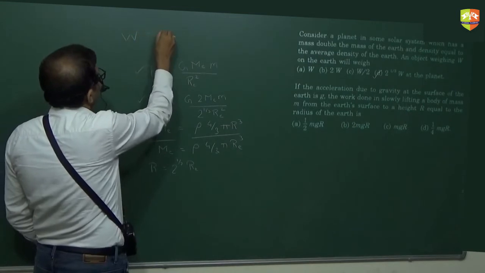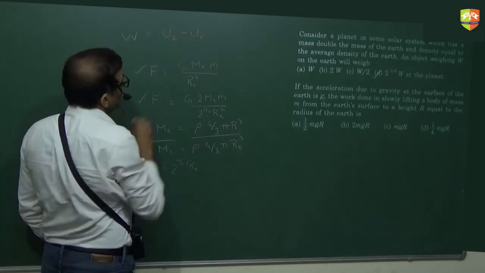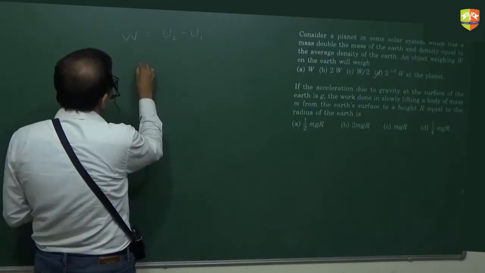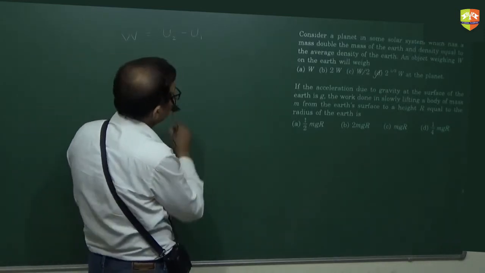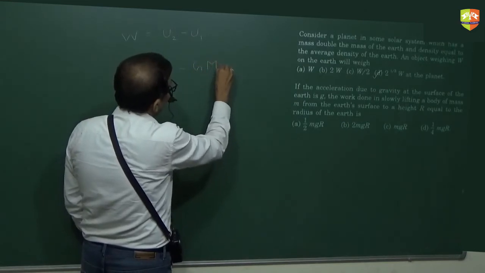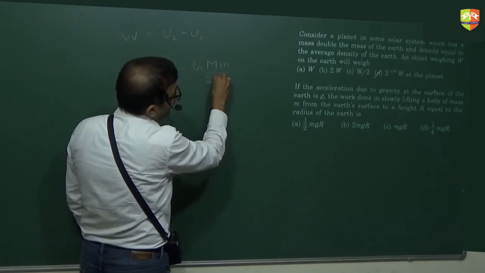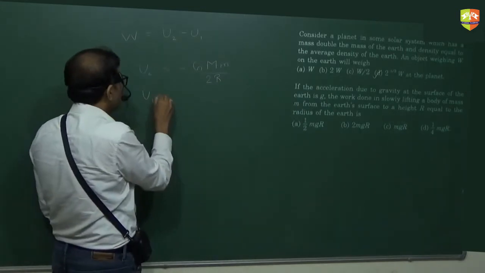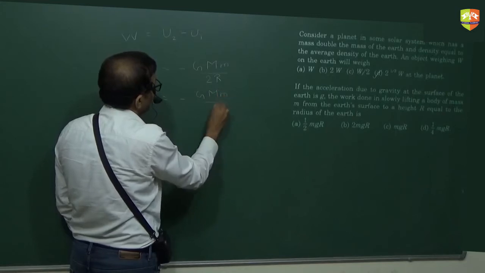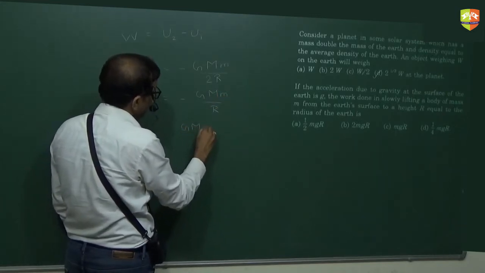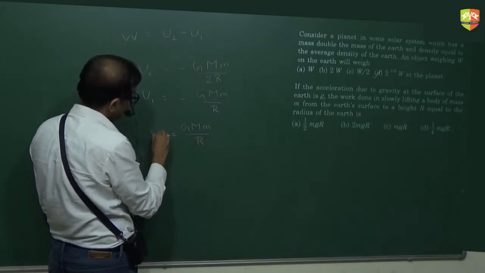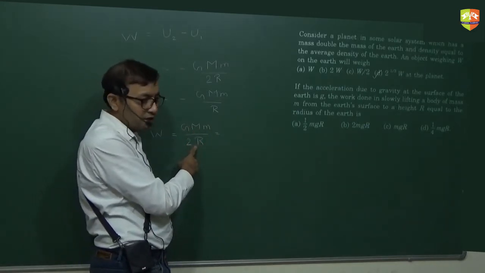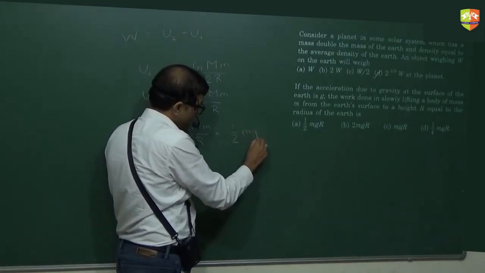So work done is equal to final potential energy minus initial potential energy. And how much is the final potential energy? U2 is equal to minus GMm by 2R. Earth surface, it is lifted up by R, so from center it is 2R. So U1 is minus GMm by R. So you get GMm by 2R as the work done. And GM by R square is small g. So this is equal to half MgR.